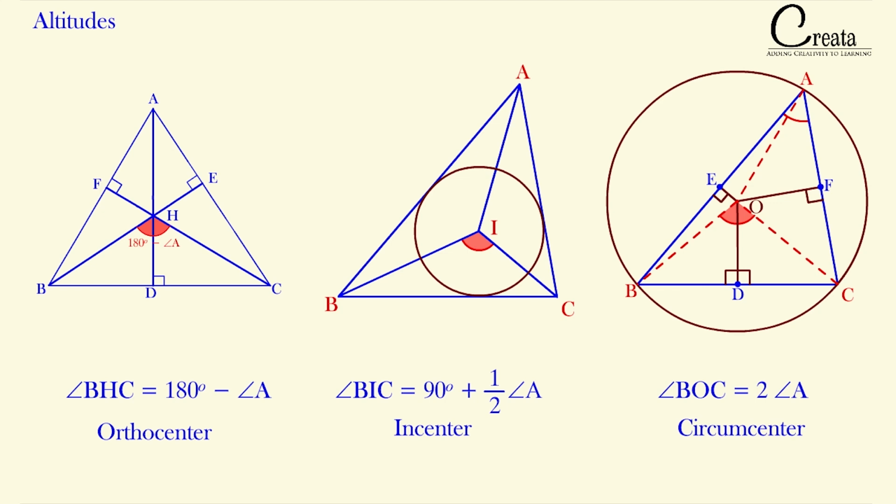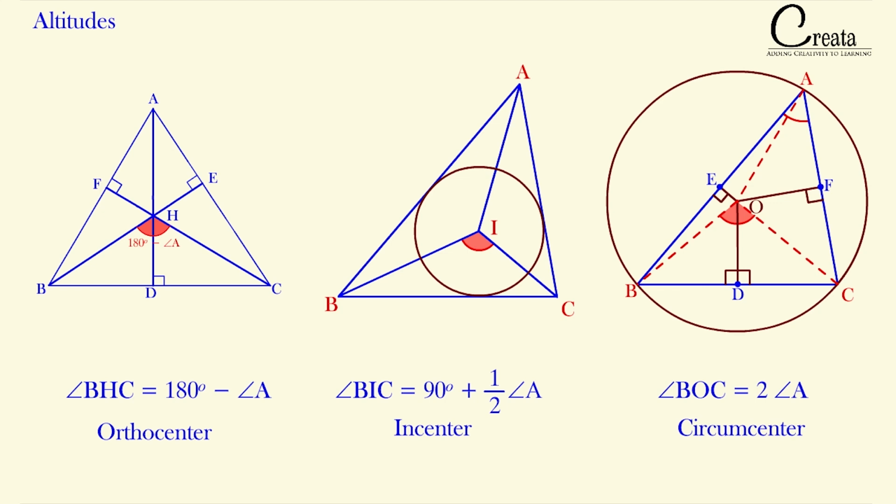And in the circumcenter, we have seen that angle BOC is equal to twice angle A. And in the orthocenter, we have seen that angle BHC is equal to 180 degrees minus angle A. This comparison is to avoid any confusion, otherwise we will be confused.